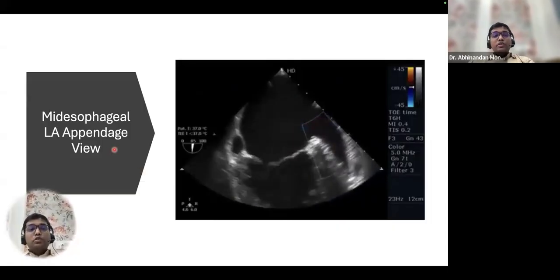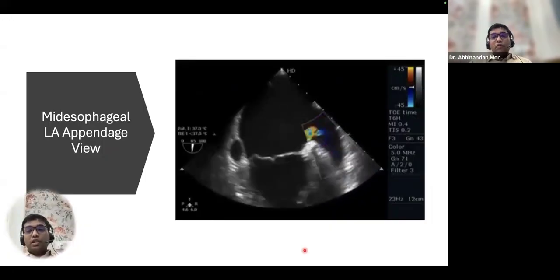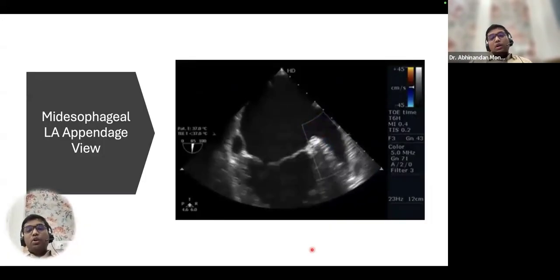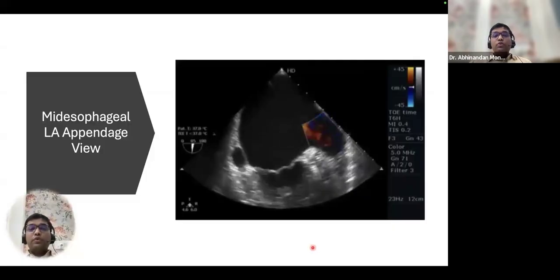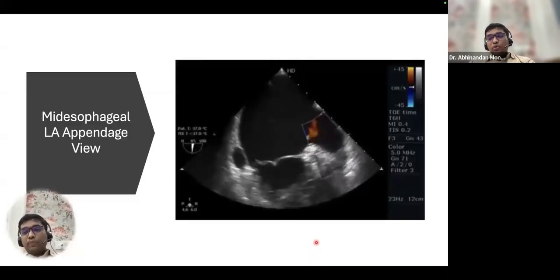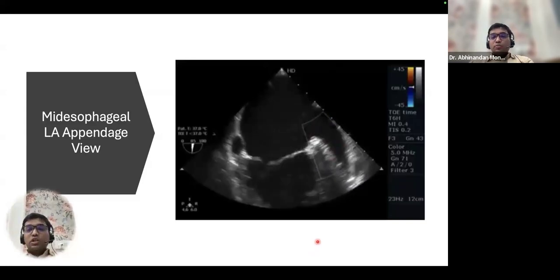Now, mid-esophageal LA appendage view. This is a little bit of modification of views you have already seen. It is actually your mid-esophageal two-chamber view, but your focus is towards your LA appendage. So you have to decrease the depth, and also rotate it towards the left so that your LA appendage becomes much more prominent and comes to the center of the image.